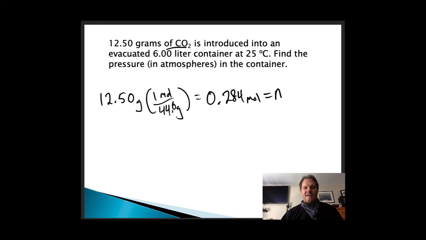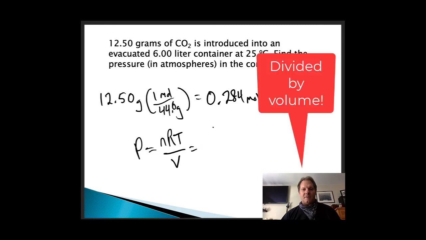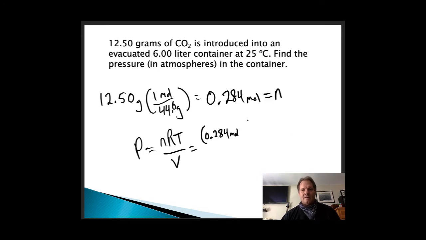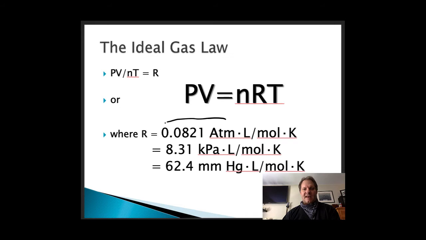I also have a volume, I also have a temperature, and I'm looking for pressure. PV equals nRT. So to solve for pressure, we're going to move the volume underneath, and we arrive at pressure equals the number of moles times R times temperature. So how many moles do we have? 0.284 moles. What is my R value? In this case, we're looking for the R value that has atmospheres. Our R value that has atmospheres is the 0.0821.